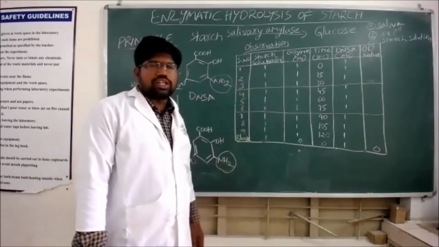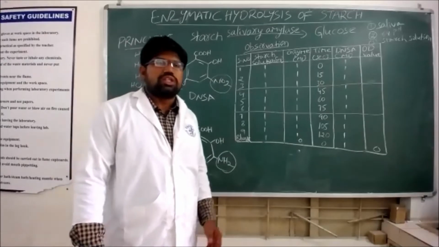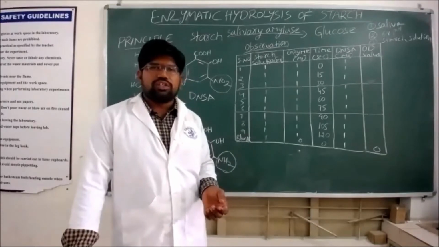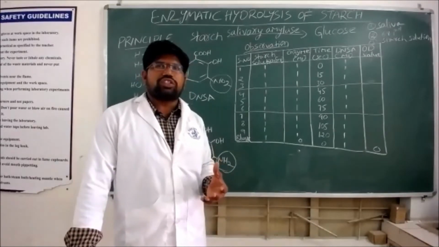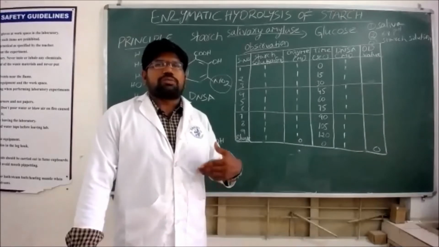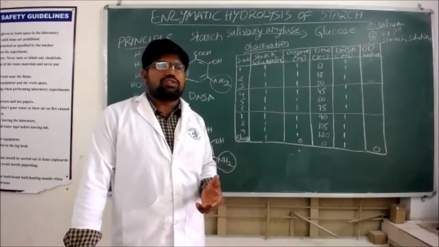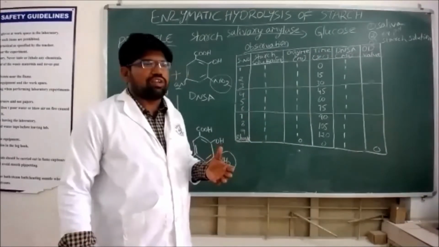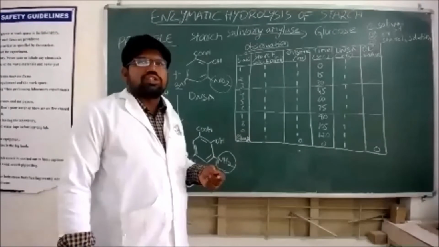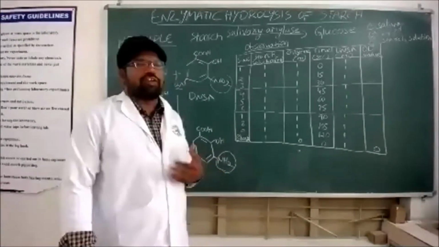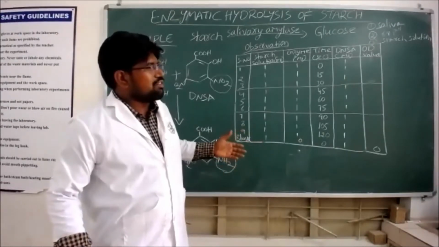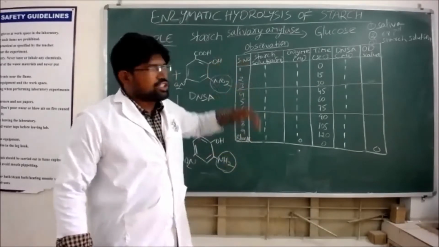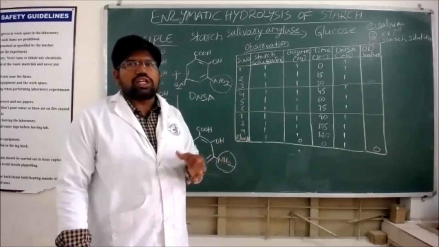The second step is to prepare the starch solution. For that, first we have to make a pH 6.8 buffer, because we need to provide favorable conditions to get the maximum activity from the enzyme. The starch is the substrate, and we dissolve it in pH 6.8 buffer, which produces the favorable condition for the enzyme. The enzyme then acts on the starch and converts it into glucose. These are the requirements.